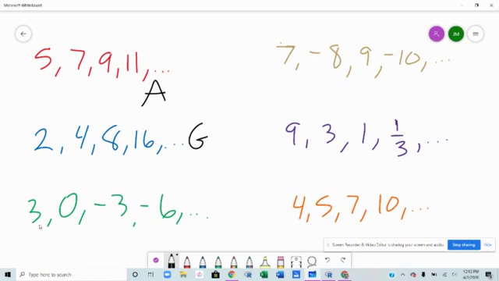So if you look at this, it starts with 3 minus 3 is 0, and minus 3 gives you -3, and minus 3 again gives you -6. So this is arithmetic. Your common difference is -3. It looks like we are subtracting.